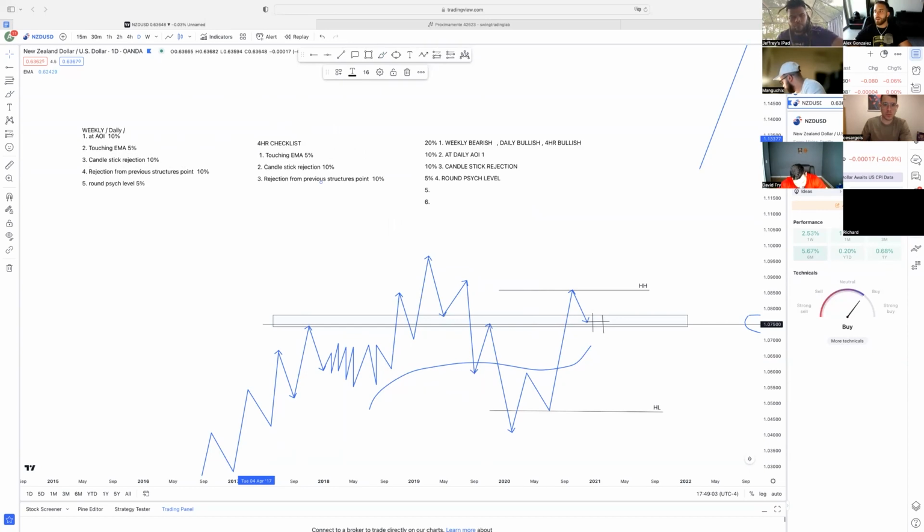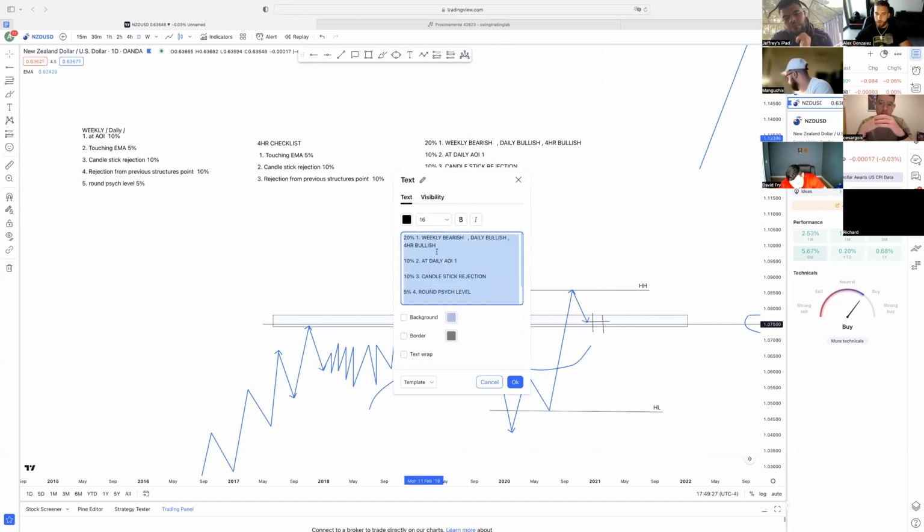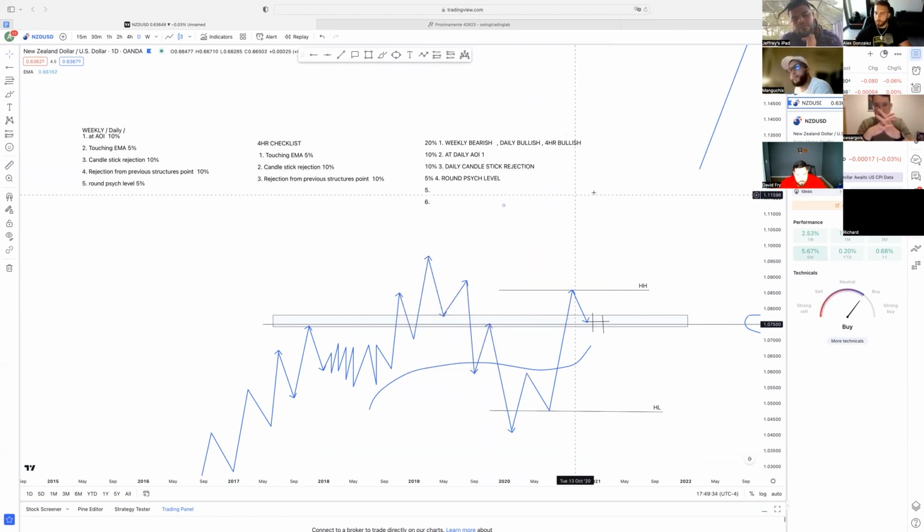Why isn't the round psychological level valid on the 4-hour? Because it's the same thing. It's the same line, just on the 4-hour. If you mark off the round psychological level, you're not going to have a round psychological level on the weekly, on the daily, and on the 4-hour, because it's the same line. It's just on different time frames. Like if you notice, we just put round psychological level right here. We're supposed to have daily, candlestick rejection, and a weekly or so on, but it's the same level.